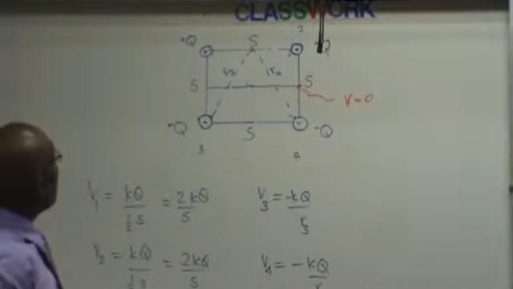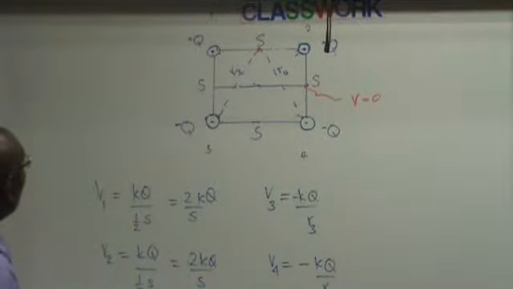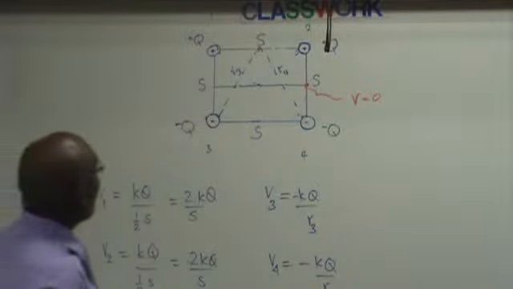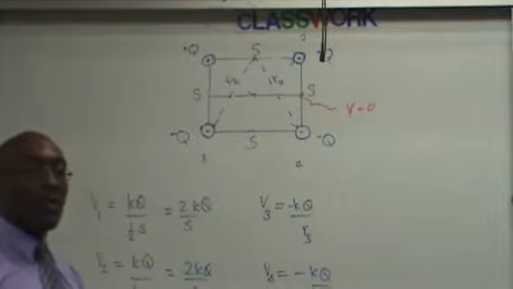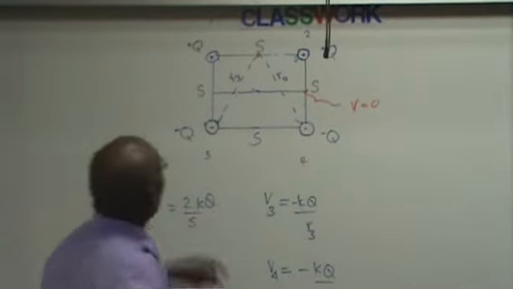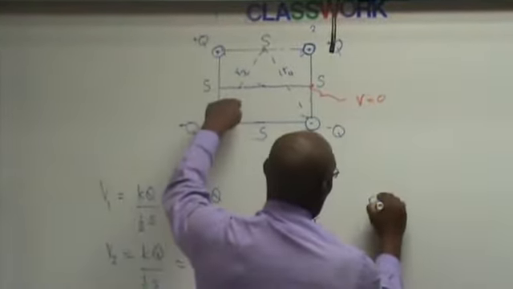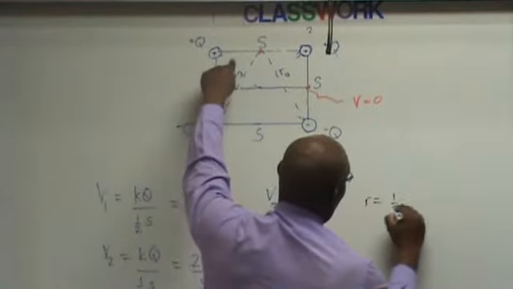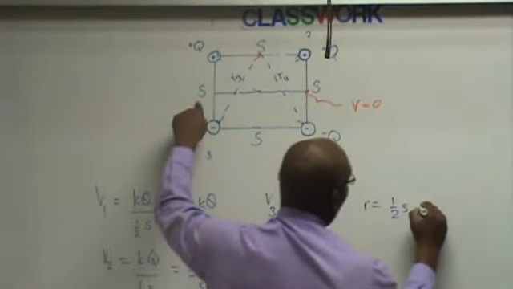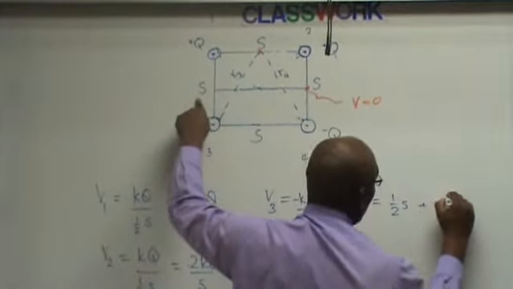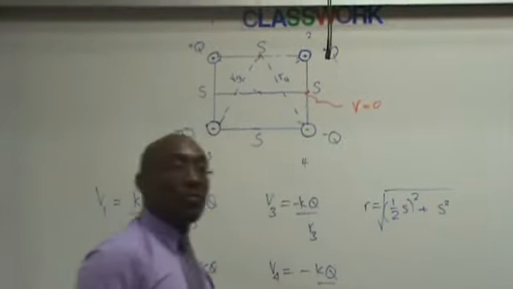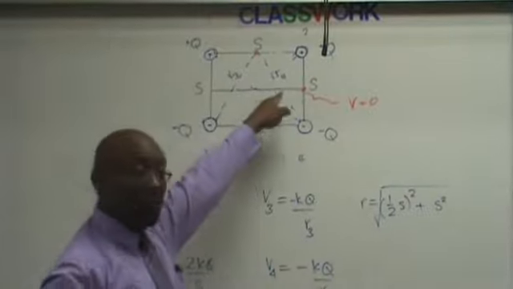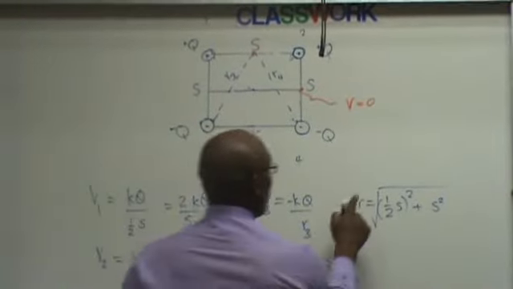Now, let's see. What's this angle here? Can we get an expression? Yes, we can. Can we get an expression for R3 in terms of S? Yes. What is that expression? R3 is going to be a half S right here plus S square, everything square, square root, right? And it's going to be the same thing over here. So that's R3, R4.